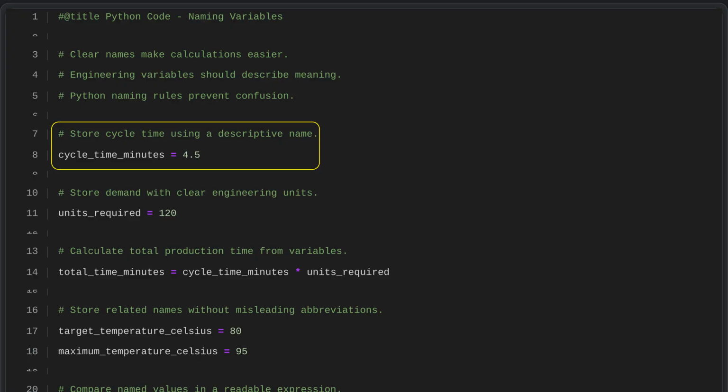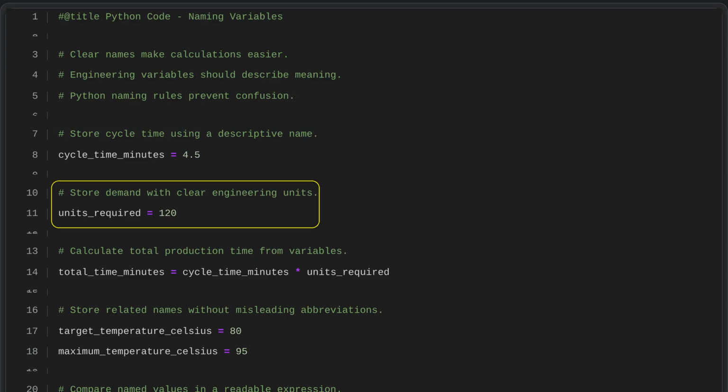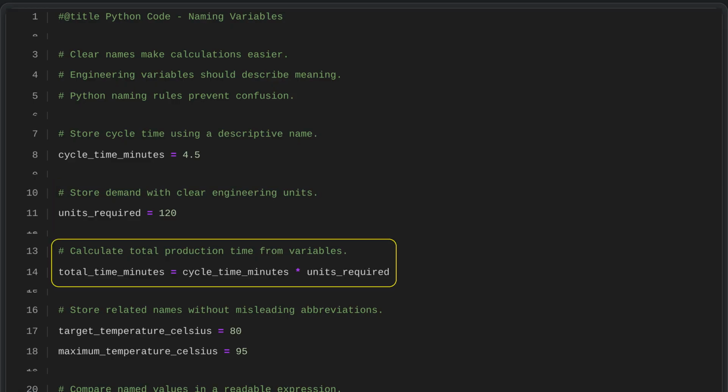A variable is given the value 120 to represent the number of units required. Its descriptive name makes the purpose clear, helping readers understand that the value refers to demand or needed quantity. Total production time is found by multiplying the time needed to make one unit by the number of units required. The result gives the overall production time in minutes. Clear, descriptive variable names make this calculation easier to understand.